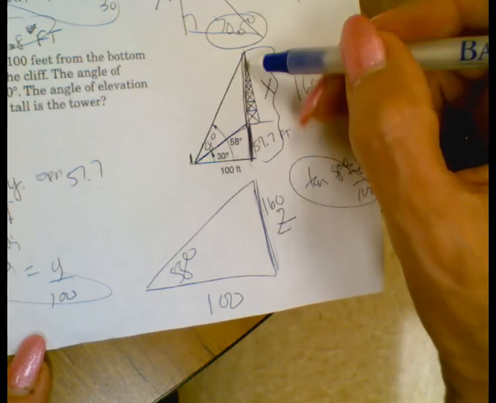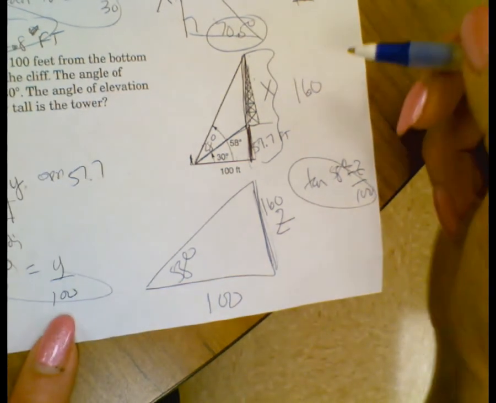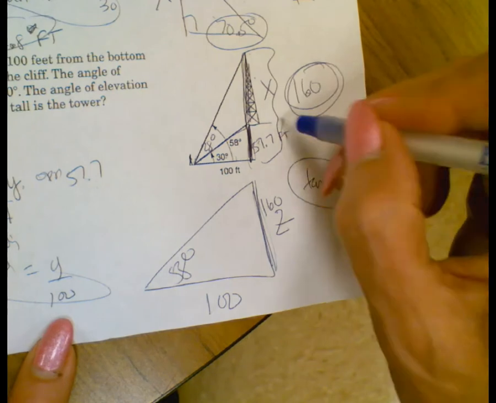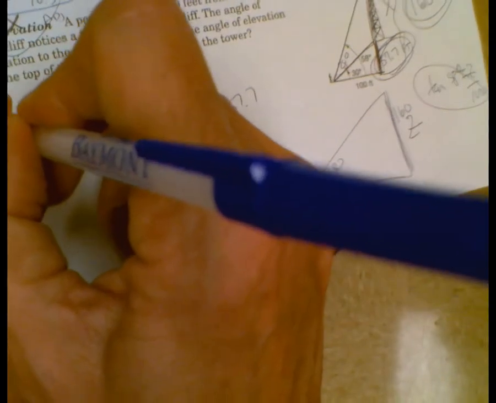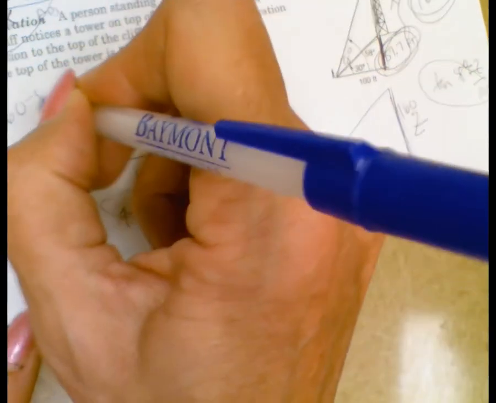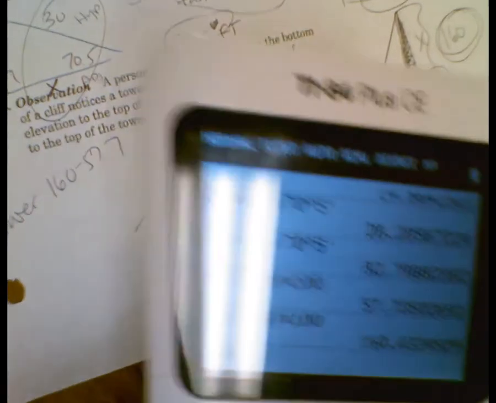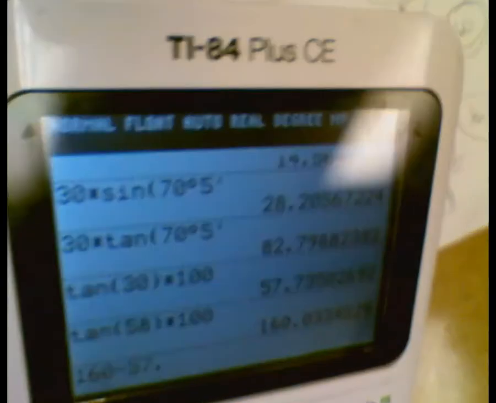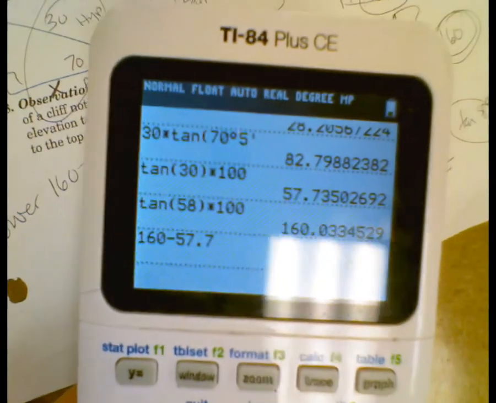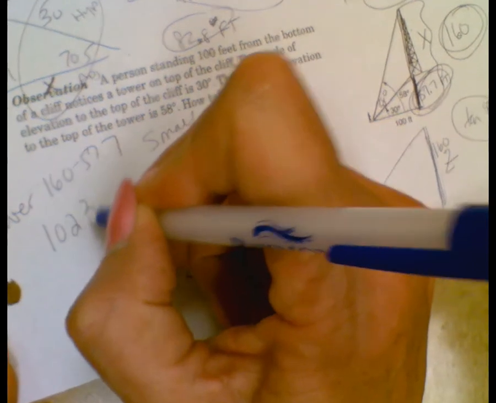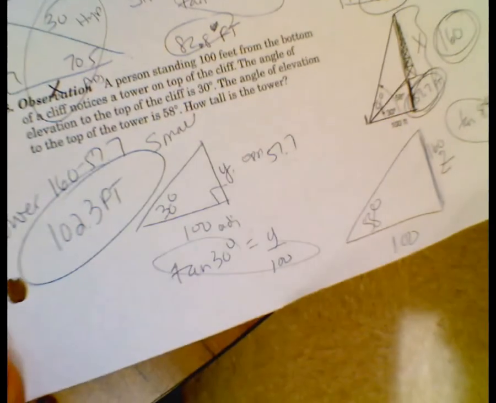But they just want the tower. So how do we find the tower? The tower is going to be 160 minus 57.7. This is a hard problem. If I've lost you, I apologize, but don't worry about it. I'm not going to give anything this hard. But this is how you can figure out things using a little bit of trigonometry. So that is a 102.3 foot tower. And that's it.